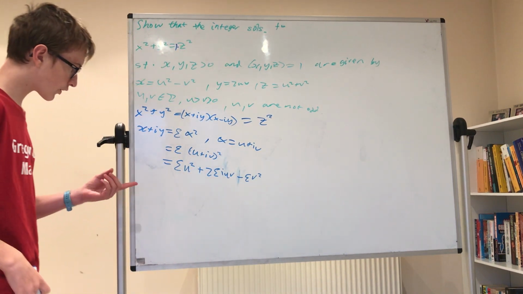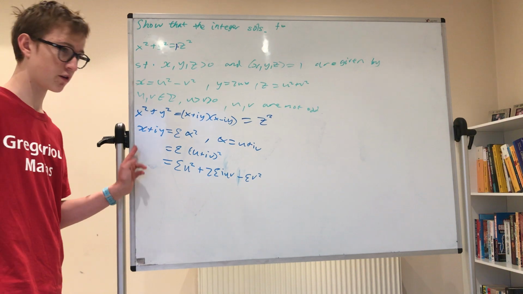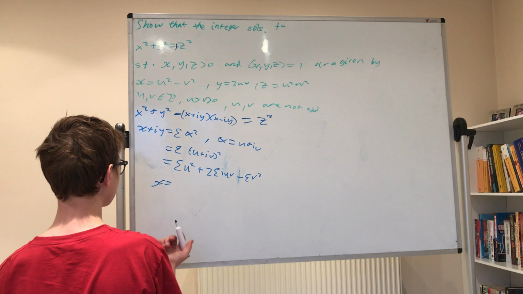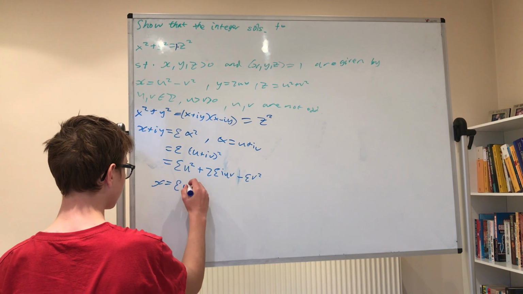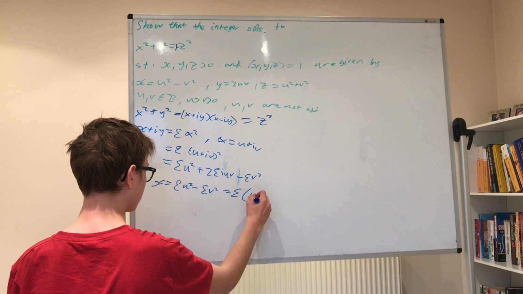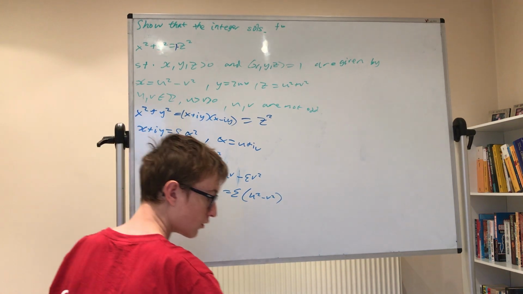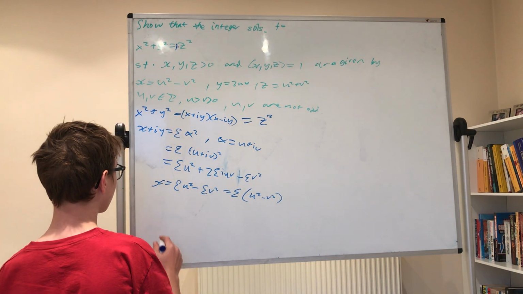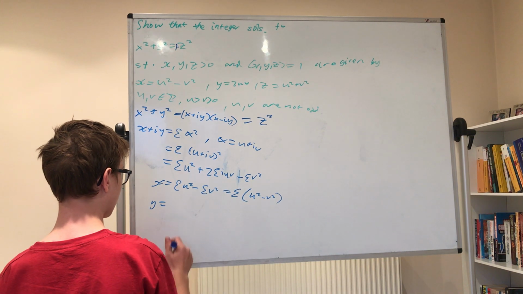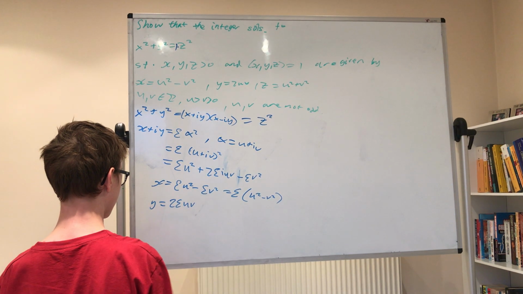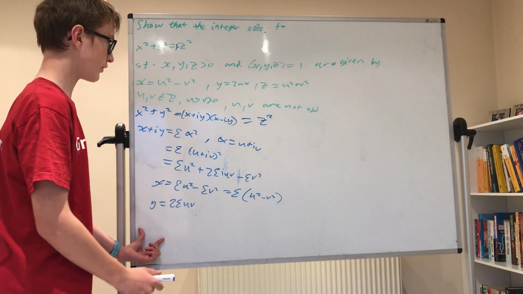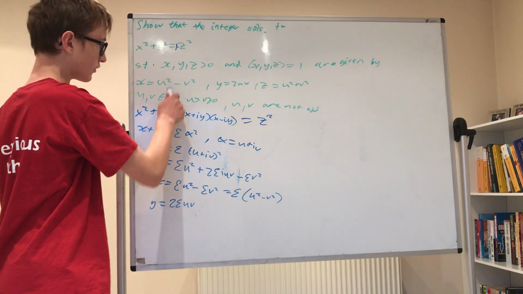Alright, so now all we're going to do is equate imaginary and real parts. So we're going to have x equals epsilon u squared minus epsilon v squared, which is equal to epsilon times u squared minus v squared. And we're going to have y is equal to the imaginary part right here, so 2 epsilon uv. Now, right now we're really close, right? We just have epsilons inserted all over the place.